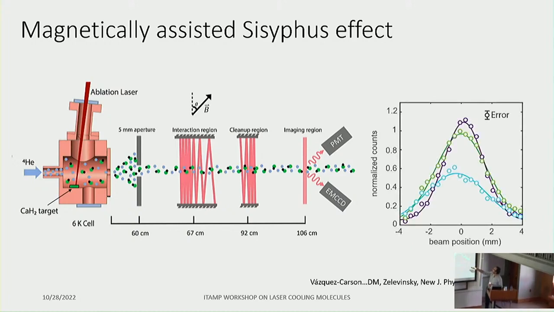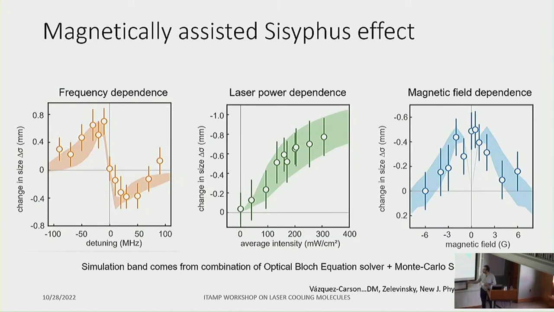What we see is that the unperturbed beam profile, which is green, can be narrowed for blue detuning or broadened for red detuning, which is a signature of sub-Doppler cooling through the Sisyphus mechanism. In fact, we vary parameters as we do that. We measure this change in size as a function of, let's say, detuning, and you see this classic inverted Doppler profile. Then we vary the intensity, and we see that for the intensities that we had available to us in the lab, we were far from saturating it.